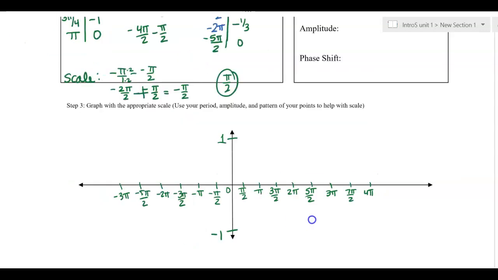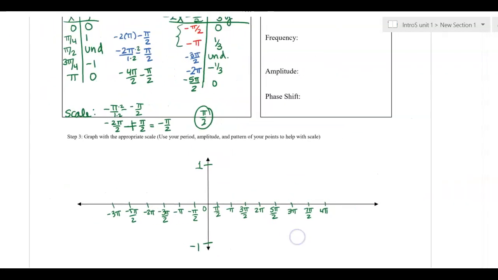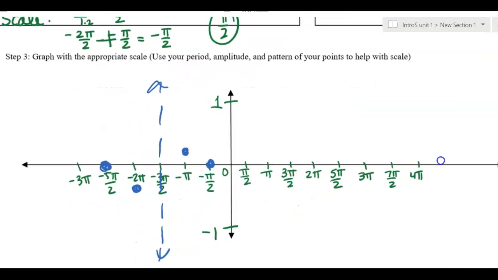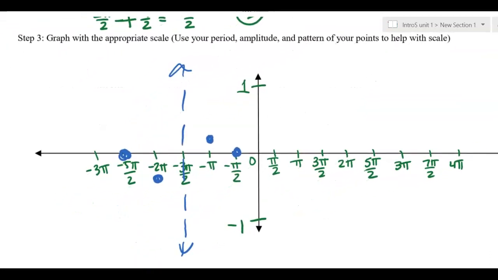So the points from the table, I'll zoom back in a second. I had -pi over 2, 0, -pi, 1/3, -3 pi over 2 was undefined, -2 pi, -1/3, -5 pi over 2, 0. So here's what I have on the graph.